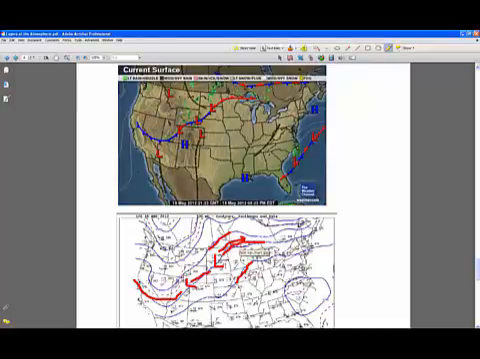Now, you can pick up the direction of these surface features. This low and front should continue to move off in this direction, dragging the front along with it, and really not getting any closer to Iowa because of the isohyps pattern here at 500 millibars.